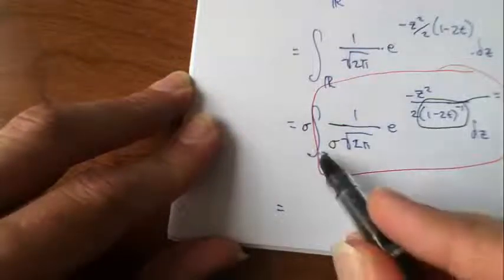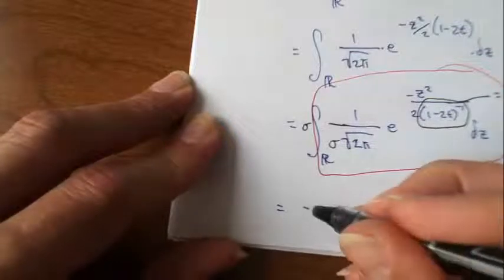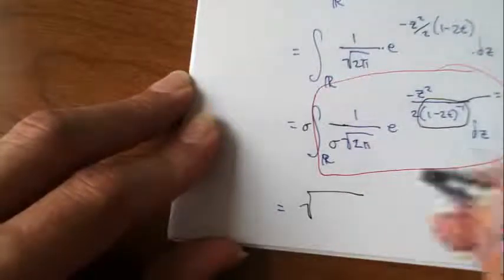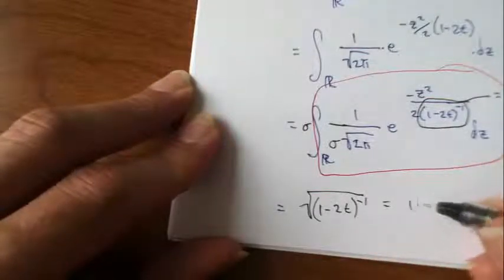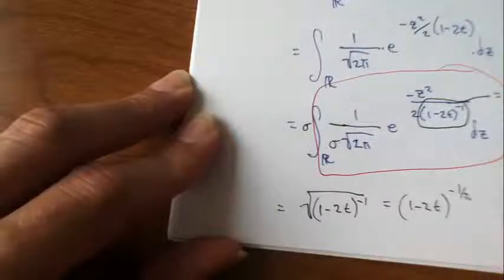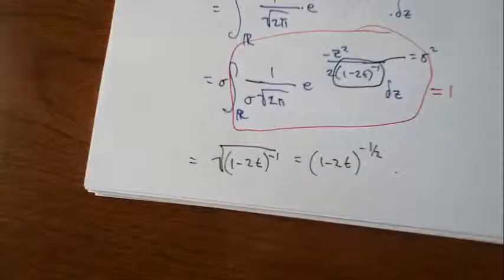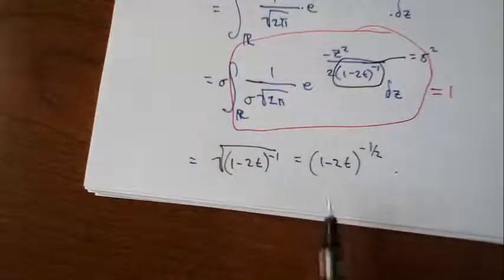Sigma here then is just going to be the square root of 1 minus 2t to the negative 1, or 1 minus 2t to the negative 1/2. Okay? Now, if you look that up, you'll see that that is, in fact, the well-known moment-generating function for a chi-square random variable. Let's see, I'm looking it up right now. You can find this on the interweb or in your book. It's the moment-generating function for a chi-square random variable with 1 degree of freedom. How about that? Fantastic.